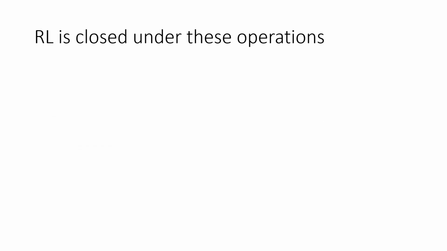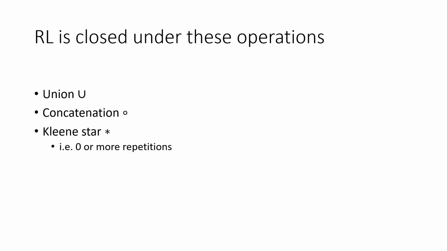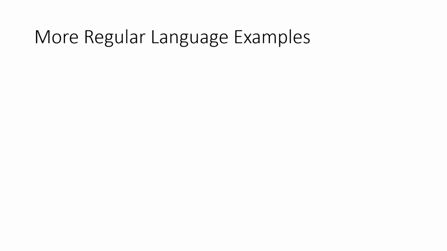Just to reiterate, regular languages are closed under the operations of union, concatenation, and Kleene star. So we saw that before in the previous slide, where you can take two regular languages, union them, and you'll still have a regular language. It also turns out that you can take the complement of a language and you can take the intersection of two languages and still have a regular language. So let's look at some regular language examples to get a sense of union, concatenation, and Kleene star.